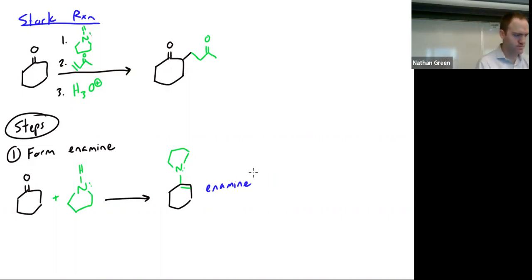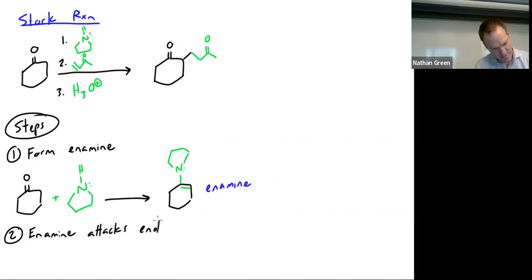Step 2. Now that you have your enamine, that's the enolate derivative. That's the nucleophile. We're going to react the enamine with the enone. We're going to react an enamine with an enone. Remember, I'll write this out just because I'm now saying both of these words. Enone is a shorter way of saying an alpha beta unsaturated carbonyl.